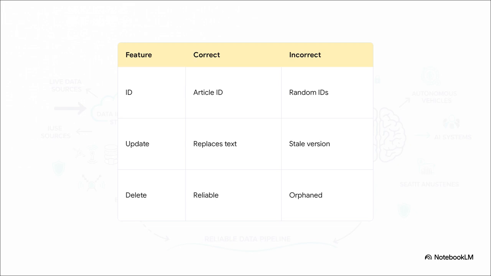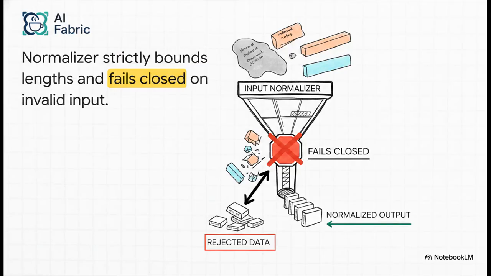If you do that, updates just leave stale versions floating around, and deletions become wildly unreliable, leaving you with orphan data. And identity isn't just about the ID itself, it's about the shape of the data. Your normalizer has to project only approved fields. Things like internal notes never sync. It bounds the content lengths to protect privacy, and most importantly, it explicitly fails closed on invalid or oversized input rather than just inventing fake evidence.